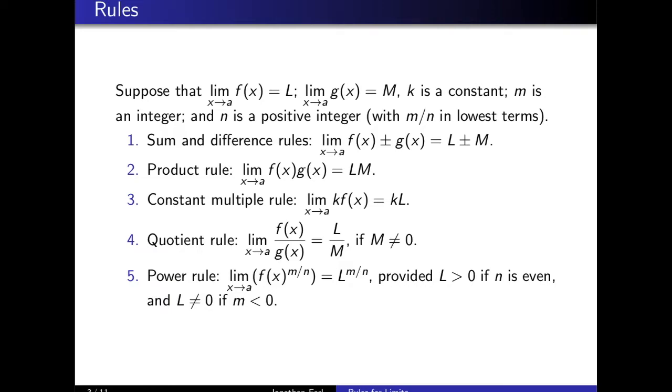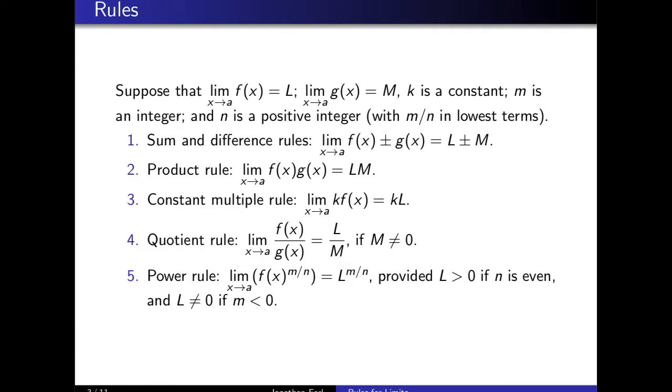When we're given a constant multiple, so we're given the function k times f, and we look at the limit as x goes to a, we're able to pull the constant multiple out in front, and we would just get k times L. For a quotient, provided that m is non-zero, the limit as x goes to a of f over g is L over m. So in this case, the limit of the quotient is the quotient of the limits.